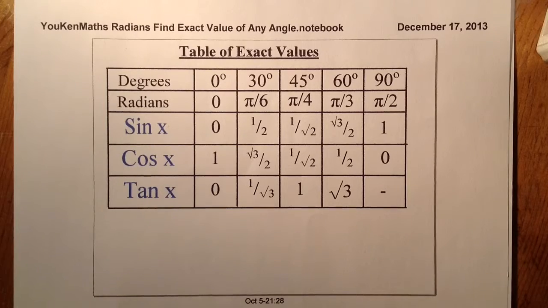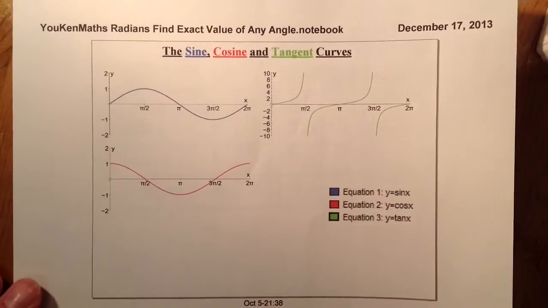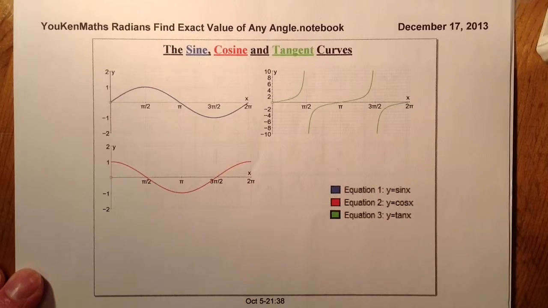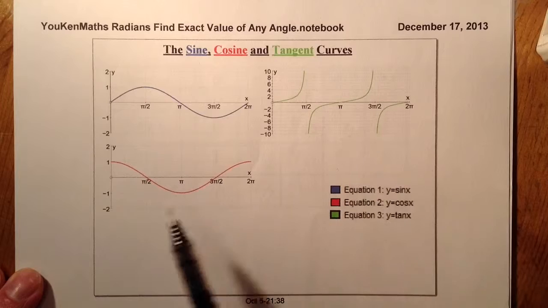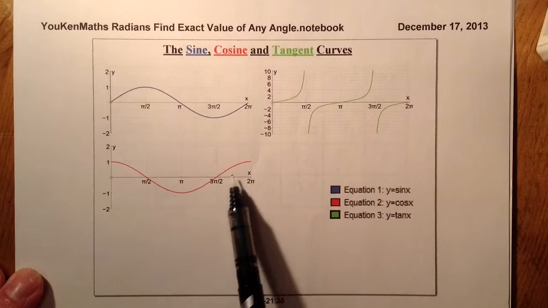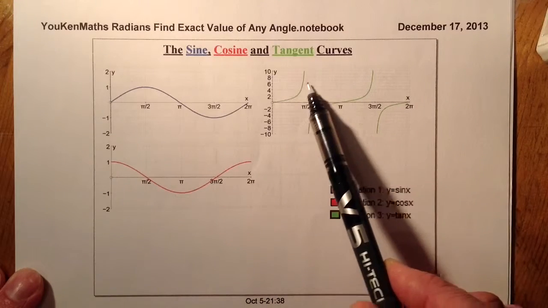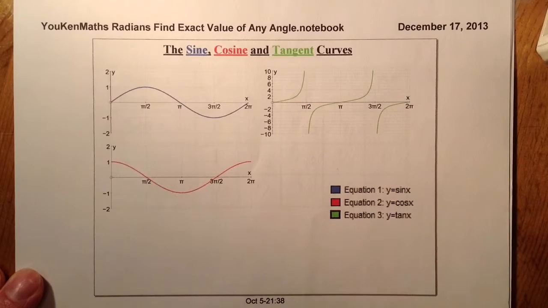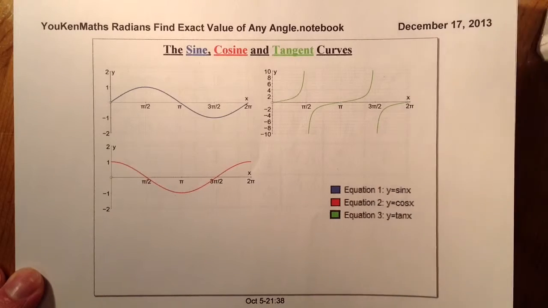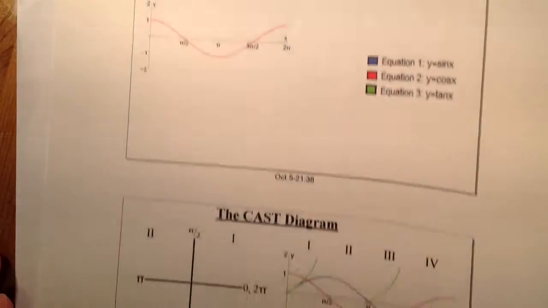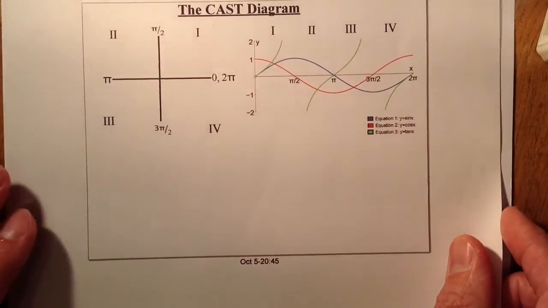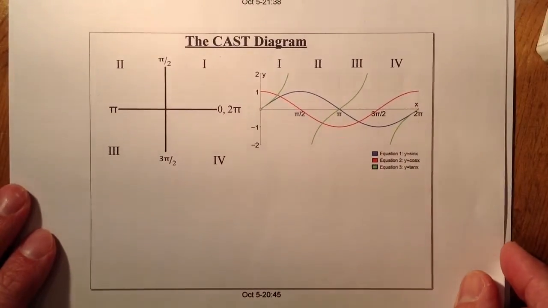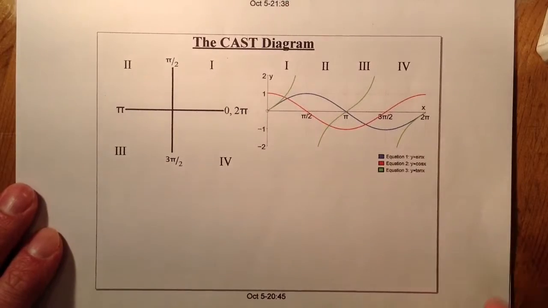Right, let's make a start and have a look at a number of curves that we have here. I've got the sine curve in blue, the cosine curve in red, and the tan curve there in green. I've pulled them all together in one diagram, and you'll be able to see them on the right hand side of the page here.